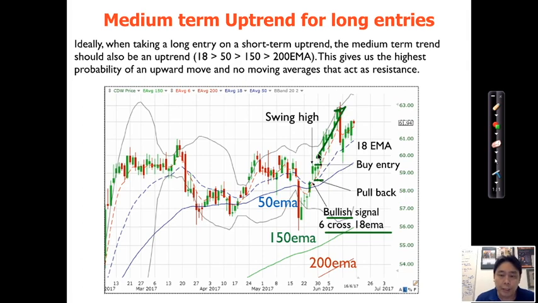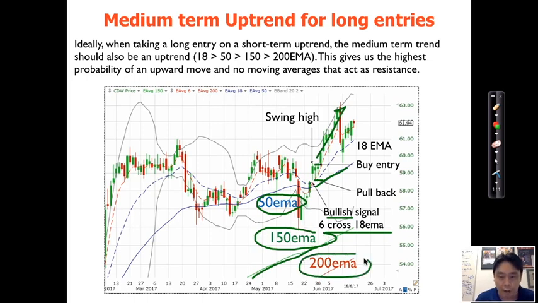Okay, so notice that at this point when we take the entry, the 6 EMA is above the 18 EMA, telling us it's a short-term uptrend. But at the same time, we are above the 50 moving average, which is this blue line. The 50 moving average is above the 150 moving average. Now again, you can use the 150 or the 100, doesn't matter. And it is then subsequently above the 200 moving average. So we have got that 50, 100, or 150 and 200. So it's a clear uptrend. That's what we want to see, ideally, okay?